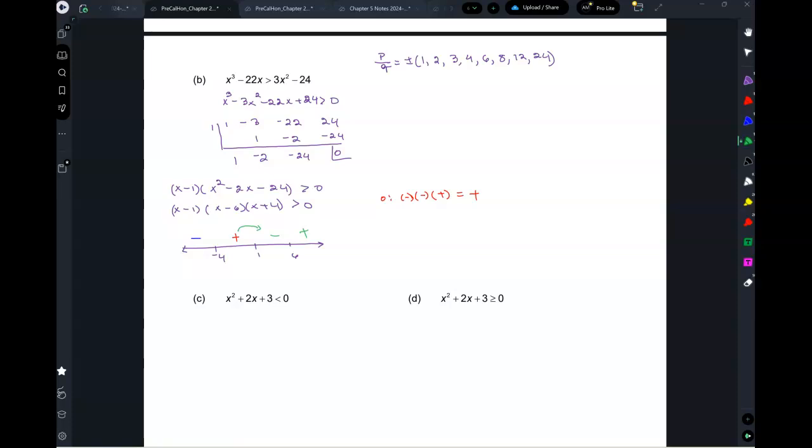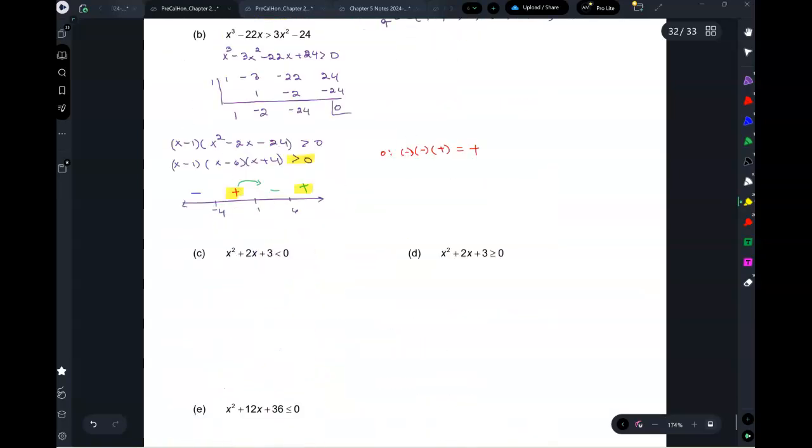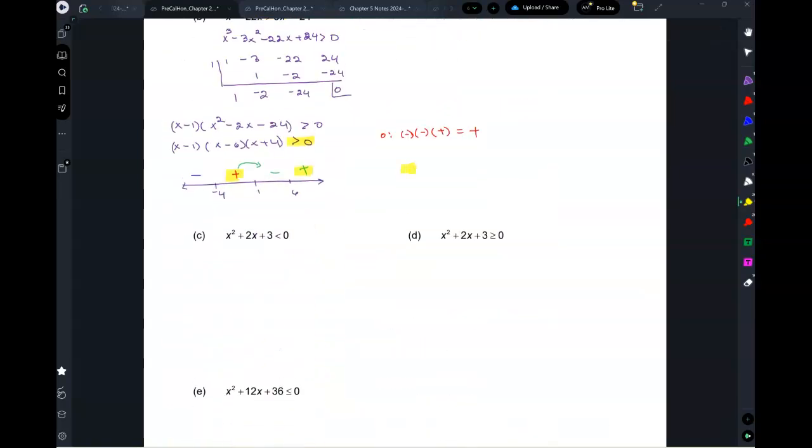Okay, let's write the answer first. So here we go. We want it to be greater than 0. So it's here and here, and those regions are from negative 4 to 1, open parentheses, and 6 to infinity.